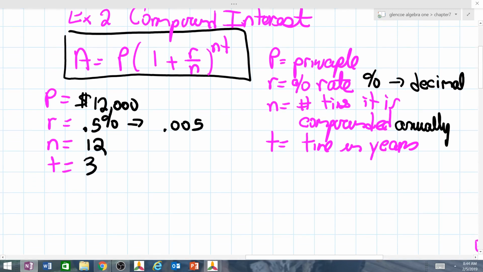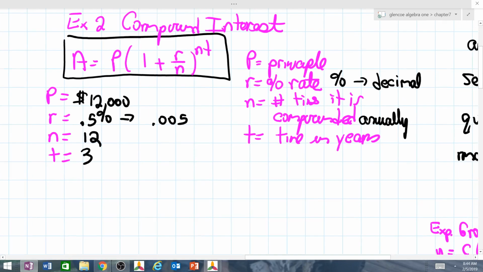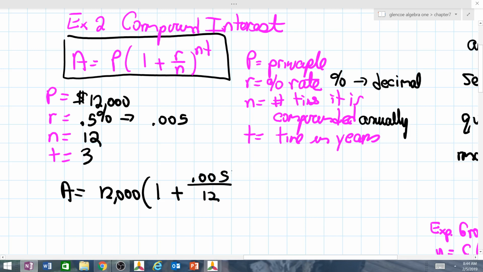And now we just make the formula work for us. So we're going to go A equals 12,000 times the quantity 1 plus R, which is 0.005, over 12, to the power of N, which is 12, times 3, which is the years.